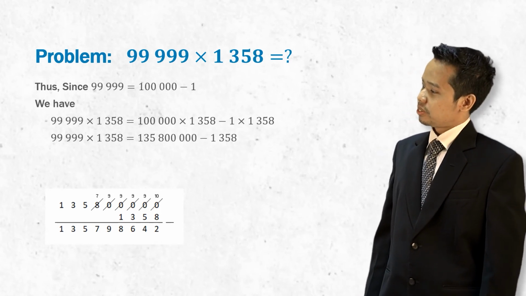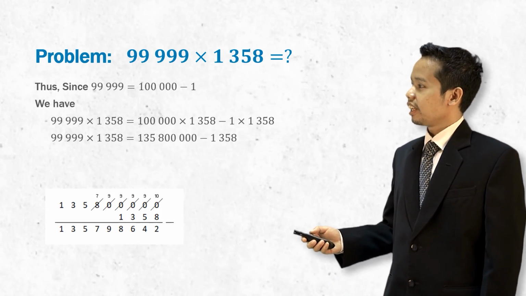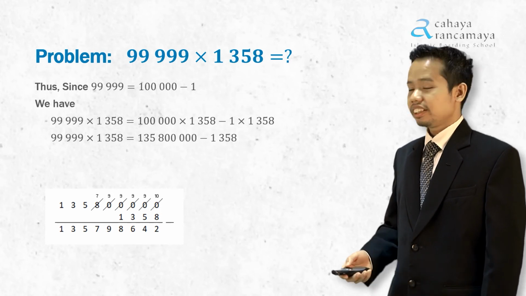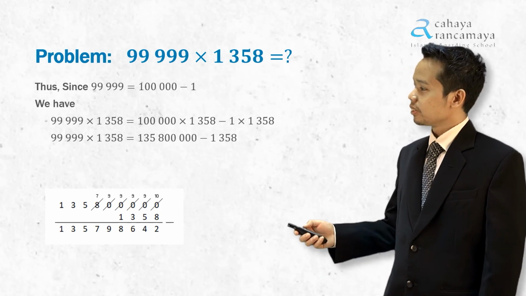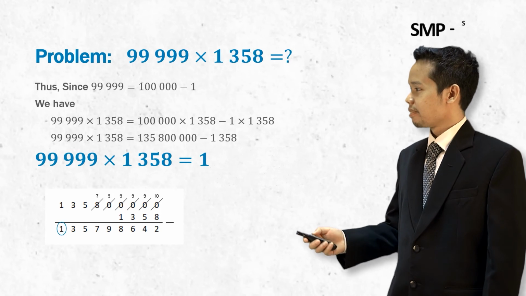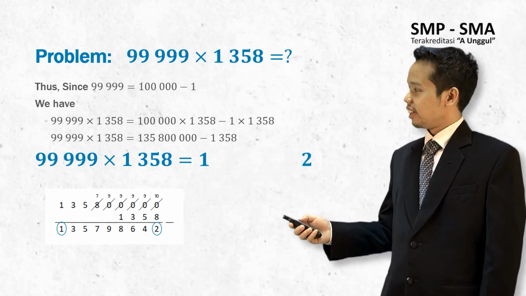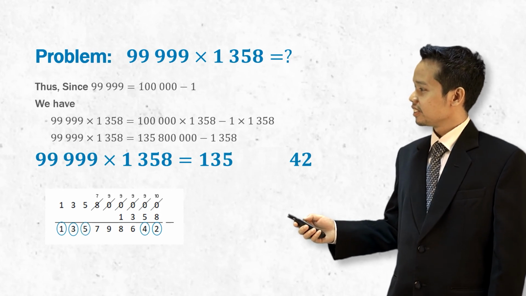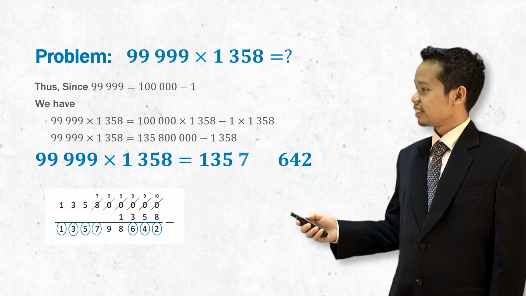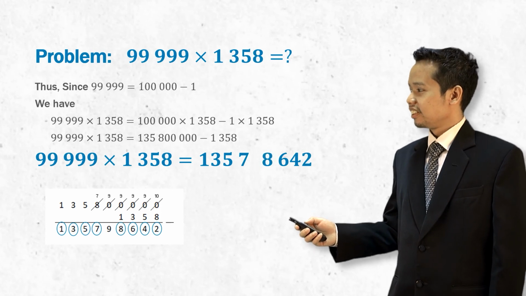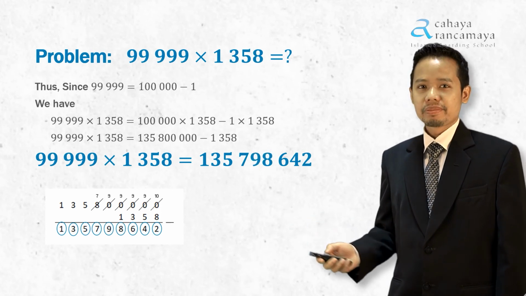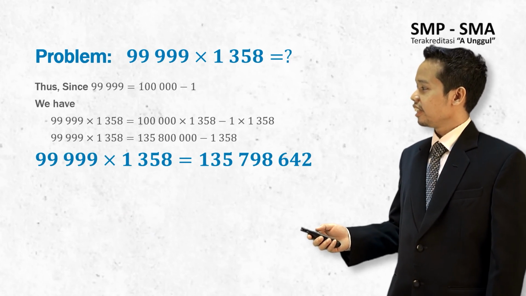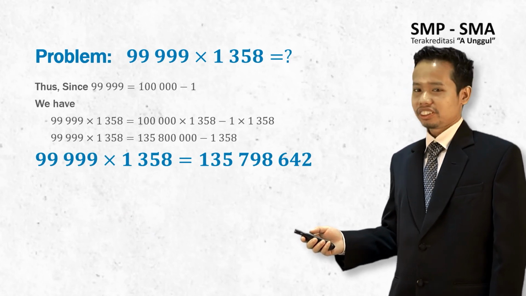So, from here, we have that 99,999 times 1,358 is equal to 135,798,642.